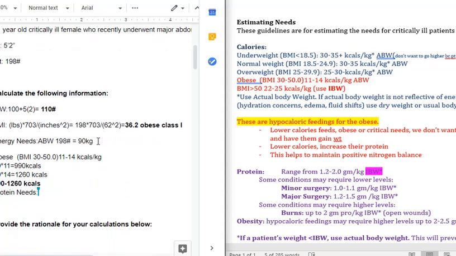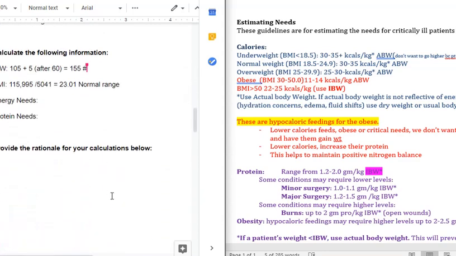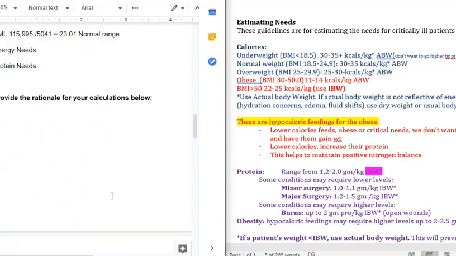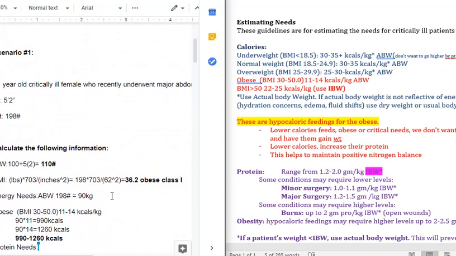For male, it's 1.5, right? Yeah, for male it's 1.5. Oh, is there another one? No, there's only one.